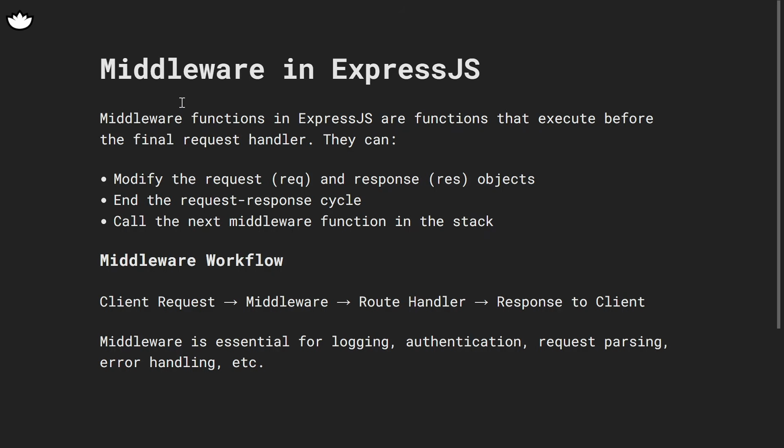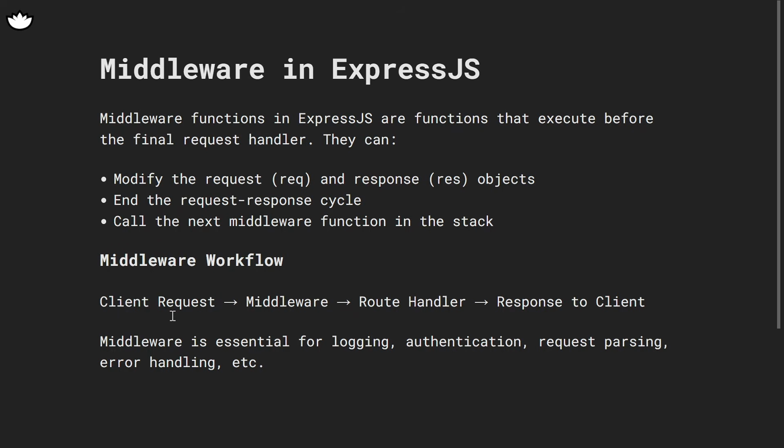Using middleware we can modify the request and response object. With that we can also end any request in the middle of the execution cycle, and with that we can use multiple middleware in single API request in the stack.